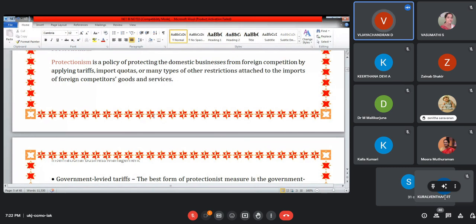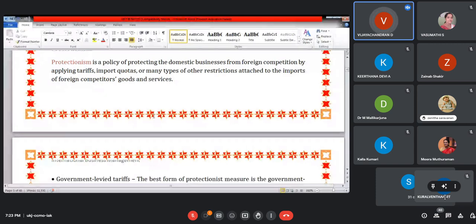This will be a way to protect the domestic producers, like handloom, and the cracker manufacturers, the little Japan, Sivakasi. So these are the ways. If you are allowing the Chinese product, what happens? You are discouraging the local product, so the local producers will be affected. So that is another way of protectionism.